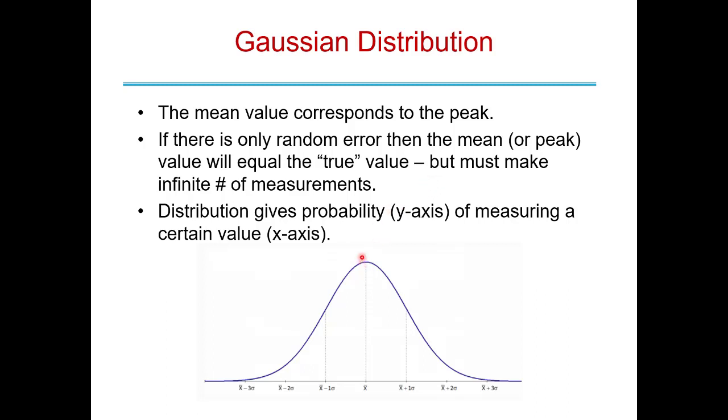So the mean value is certain to equal the true value if we do an infinite number of measurements and if there is no systematic error. So this is just random error, okay? So the y-axis here, the height of this curve, is giving the probability of measuring a certain value. So here's an x value right here. What's the chance that I would measure that? Well, it's here. Whatever that number is, that's the probability that I would measure that value.